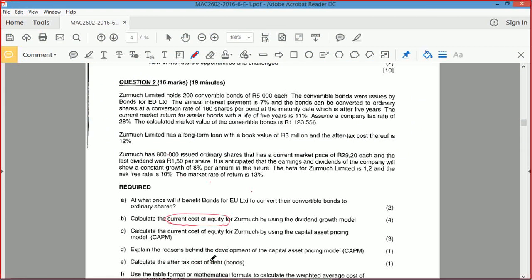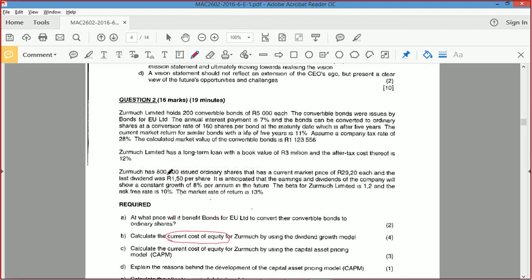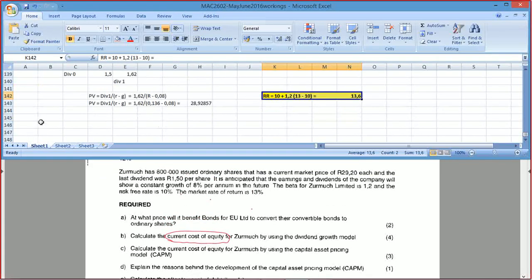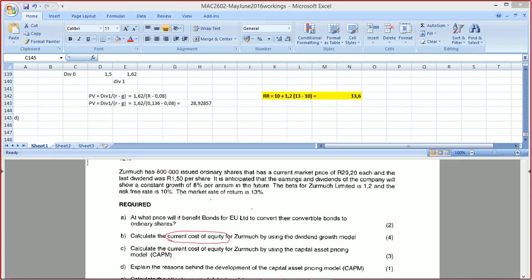D. Explain the reasons behind the development of the capital asset pricing model. CAPM, that's theory for CAPM. That's looking at your market return. I'm going to get theory from the textbook just to give you the right theory, because that's what they'll have in their memo. CAPM, there, background. What did they say? Explain the reasons behind the development of the CAPM model.